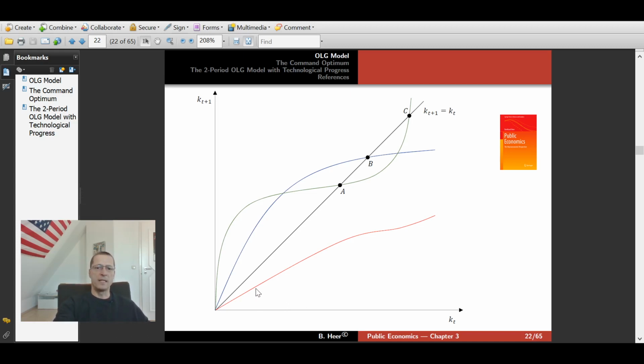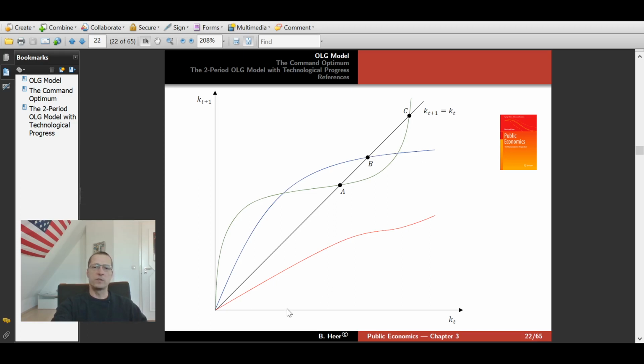And K3 again, K4, and so on. And as we can see, in this case, in the red line here, we find that the capital stock converges to 0 in the long run, asymptotically. So 0 is the only steady state. Now let's look at the nice case, the blue line.